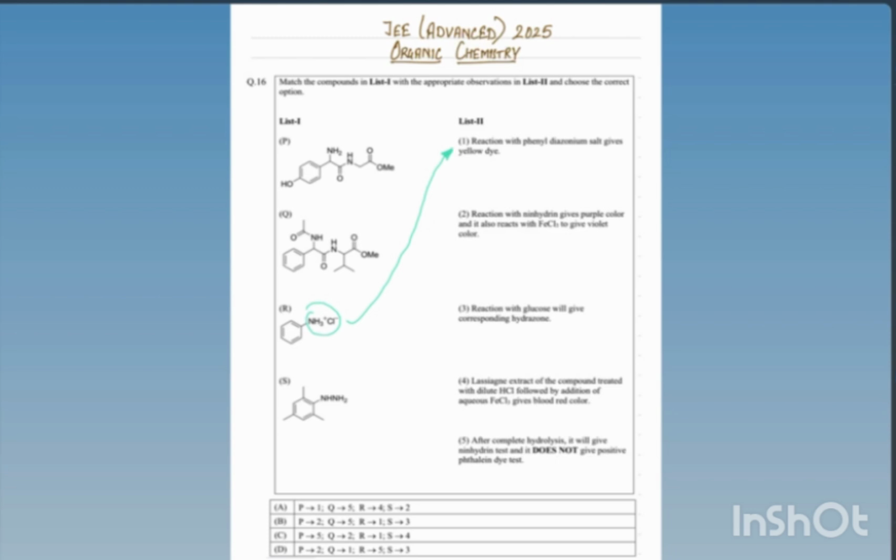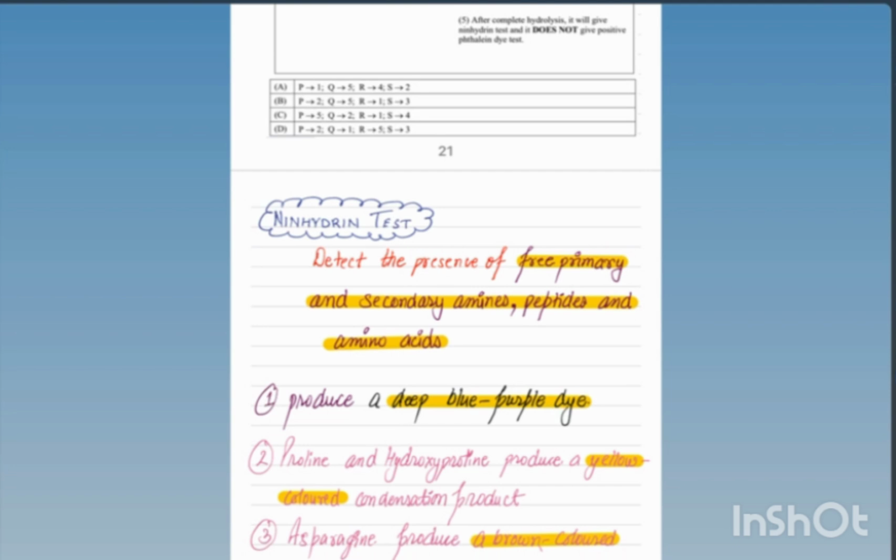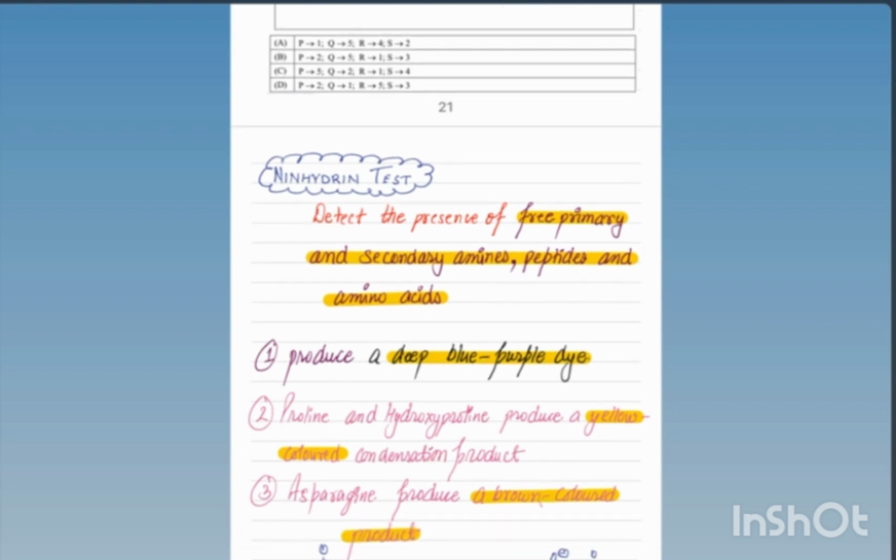In the second statement, reaction with the ninhydrin gives the purple color, and it also reacts with the FeCl3 to give violet color. Here I have written the ninhydrin test. It detects the presence of free primary and secondary amines, peptides and amino acids, and produces a deep blue purple dye. Also, with proline and hydroxyproline it produces a yellow colored condensation product, and with asparagine it produces a brown colored product.